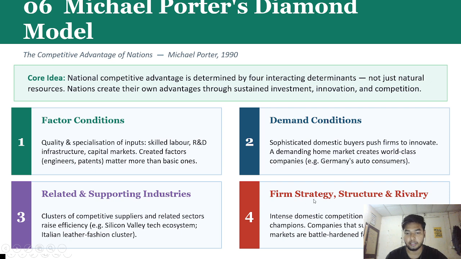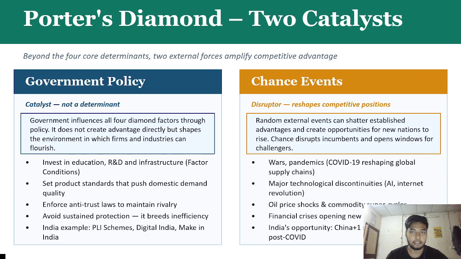Fourth is firm strategy. Intense domestic competition breeds global champions. Companies that survive in the home market are battle-hardened for global competition. Next is Porter's diamond, two catalysts. First is government policy and second is chance event.